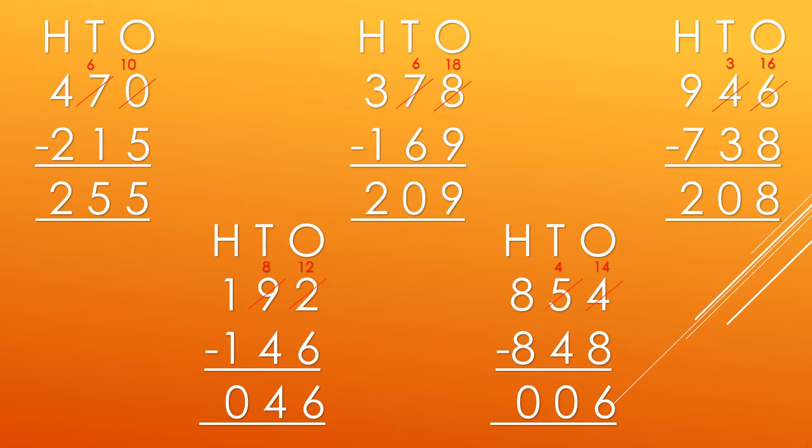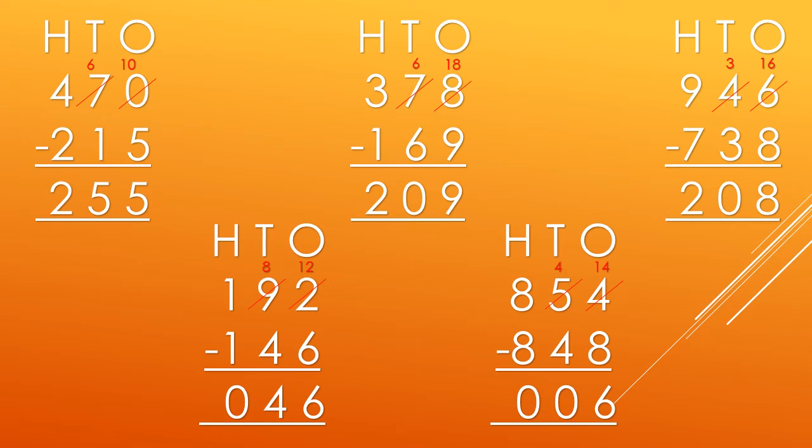Next example is 946 minus 738. Children, we cannot subtract 8 from 6, so we will borrow. Here 4 becomes 3 and 6 becomes 16. 16 minus 8 equals 8. 3 minus 3 equals 0 and 9 minus 7 equals 2. So 946 minus 738 is equal to 208.